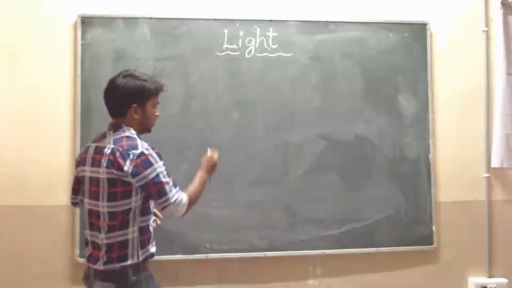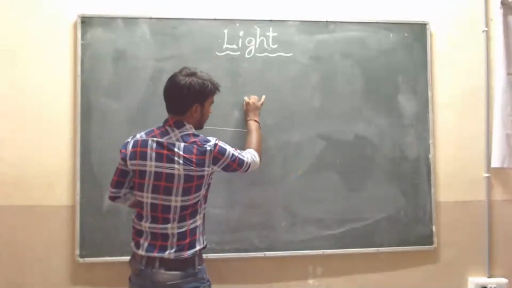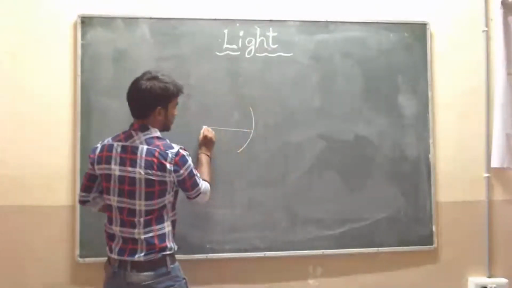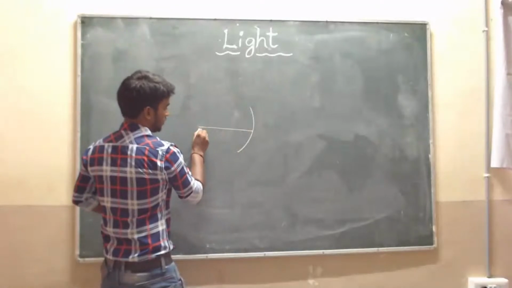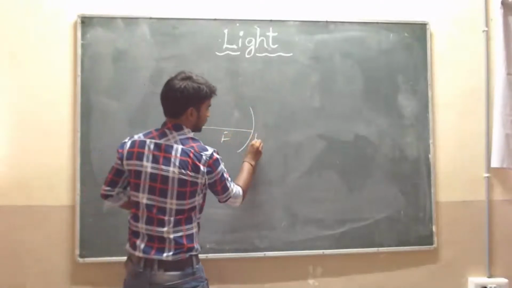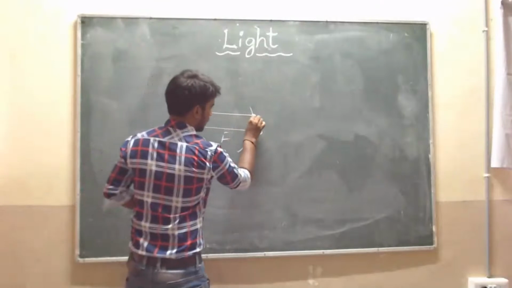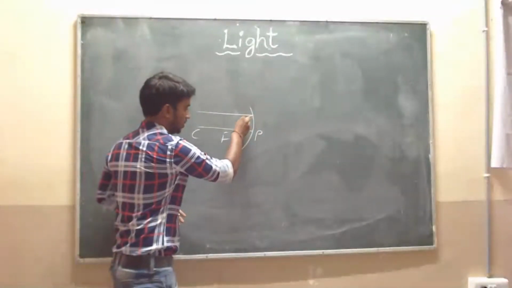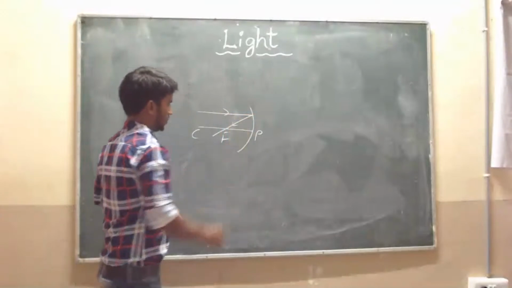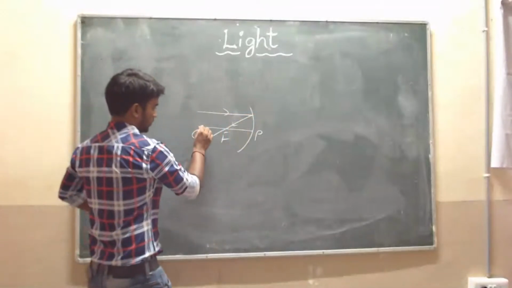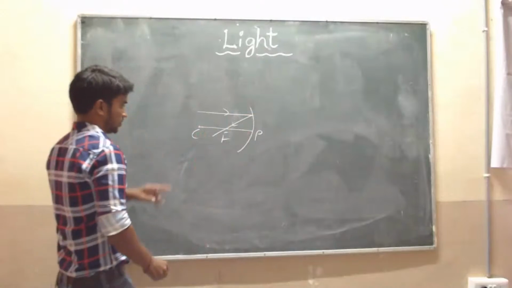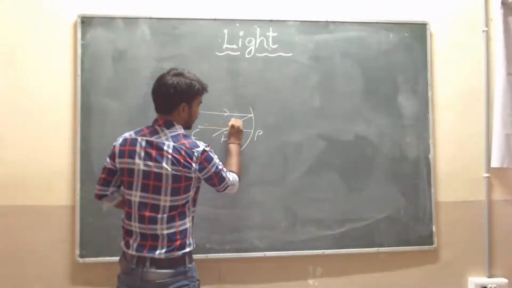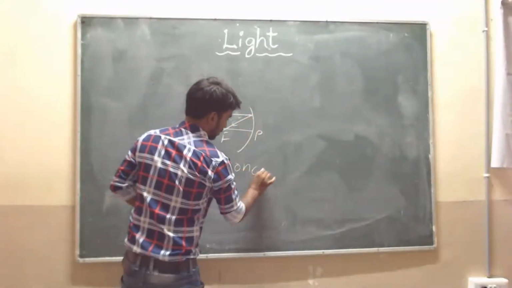First, when the incident ray is parallel to the principal axis, after reflection, it passes through the principal focus. And we know that always in spherical mirrors, we should draw the normal from the center of curvature. This is in a concave mirror.